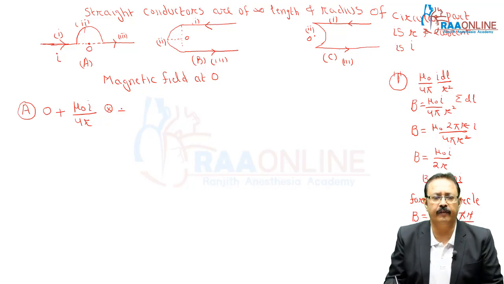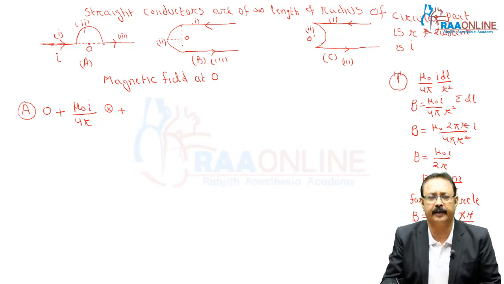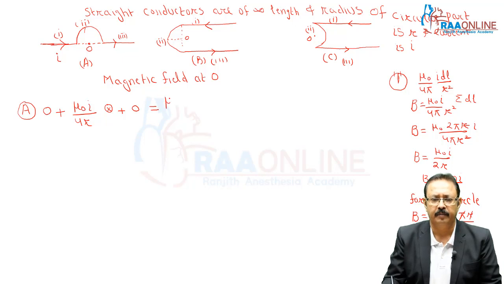Again, for this part, the current point is behind the conductor. So theta is 180 degrees, sin 180 is again 0. So for case A, we got the magnetic field mu naught I by 4r and the direction is inward, inside the paper. Magnetic lines are going inside the paper.